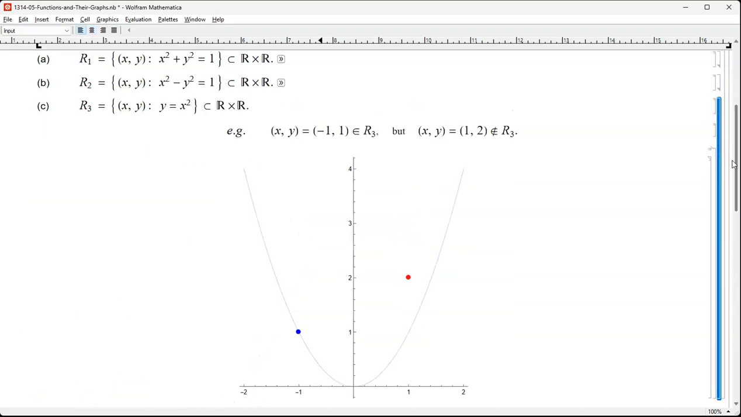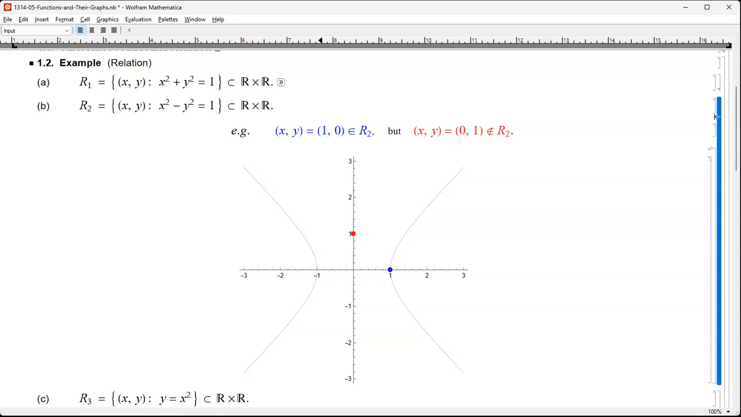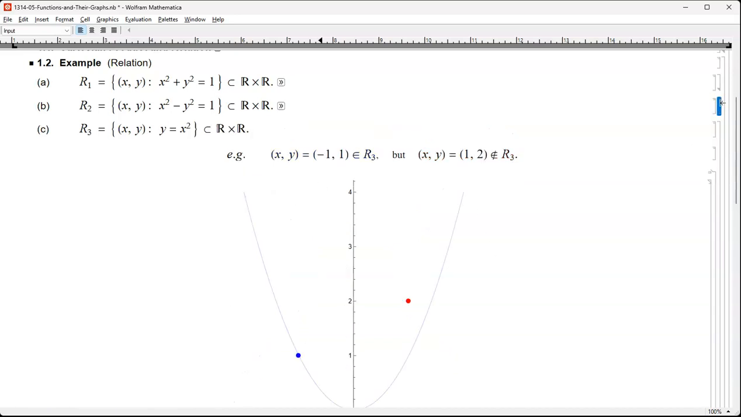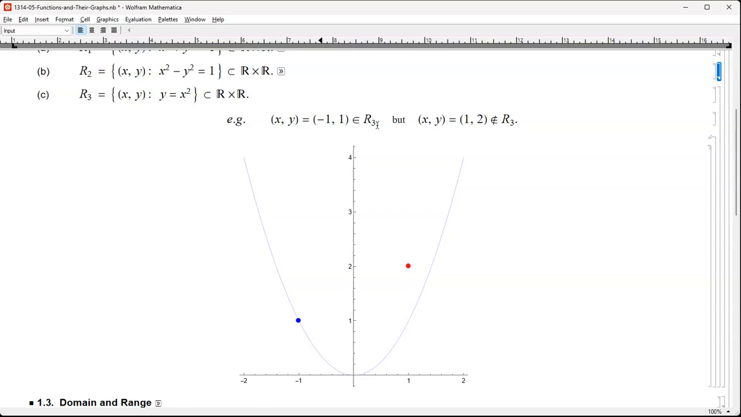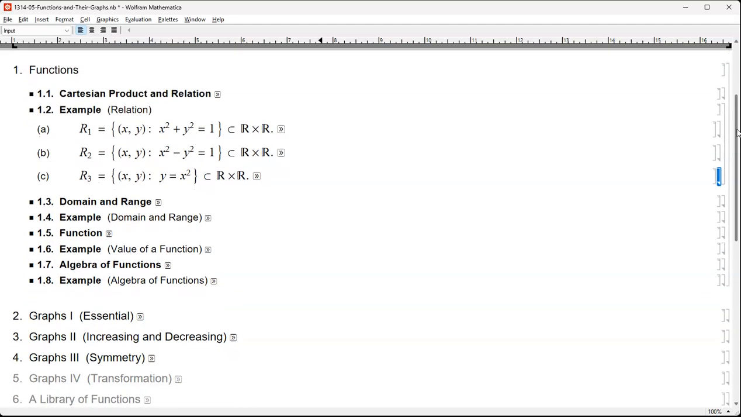Here's another example. This time it's a parabola. By the way, this curve is called a hyperbola. This one is a parabola. (-1, 1): negative 1 is related to 1, as you can see here. And 1 is not related to 2, as you can see from the blue and red points. And you can check if they satisfy this relation or not. So those are examples of relations. There are many more examples, but I think these 3 are sufficient in order to get some idea.